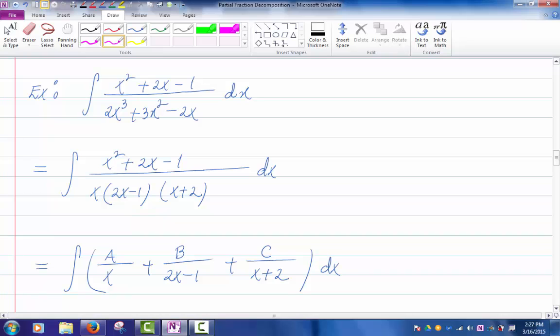What would be the contribution of x? A over x. What's the contribution of 2x minus 1? B over 2x minus 1. Contribution of x plus 2: C over x plus 2. What's the next step? The next step is that I have to find A, B, and C.